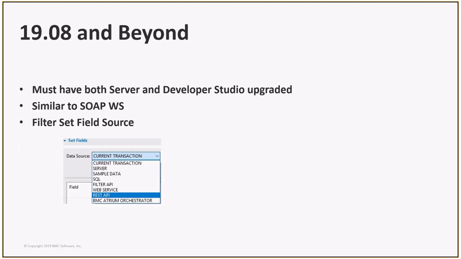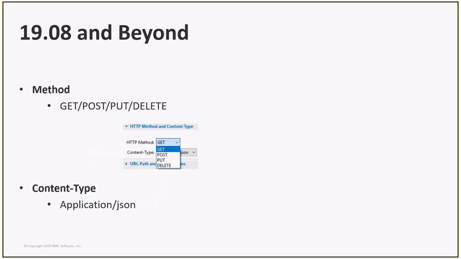We also have REST API now as one of the options that we can set fields from. When we take a look at that set field section, we have several fold-out sections here. The first one is going to be what method you are going to be using. The methods, as I mentioned before, are GET, POST, PUT, DELETE. That is query information, that is create information, that is update information, and that is delete information.